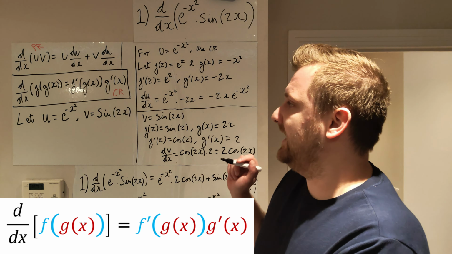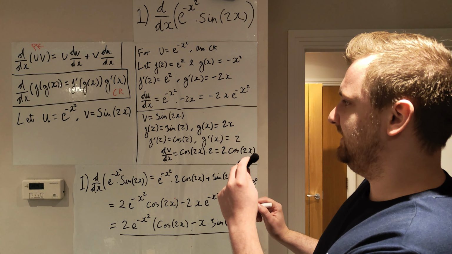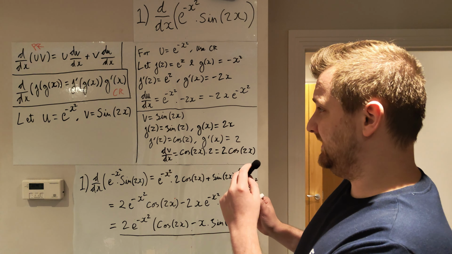So let's start applying the product rule. We have our u and v. So we'll define u is equal to e to the minus x squared and v is equal to sine of 2x. So I guess technically nice and easy.